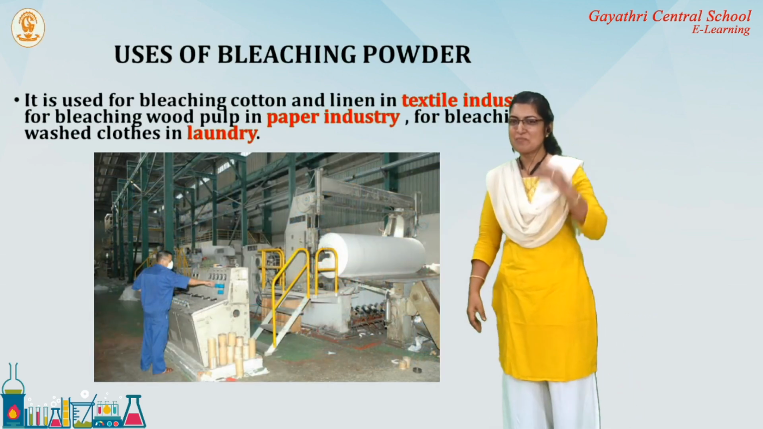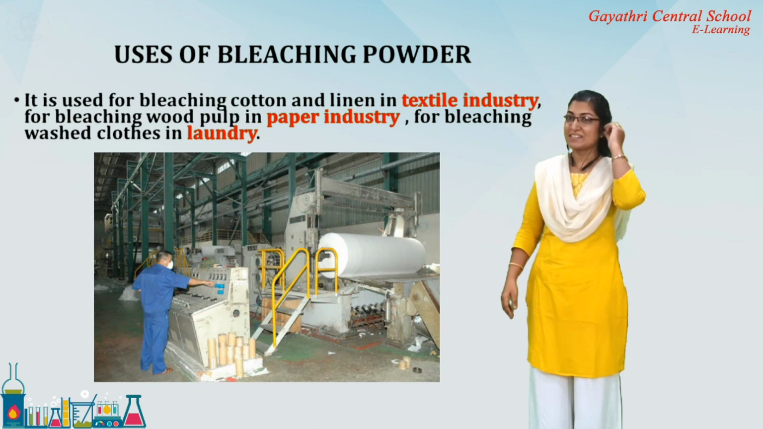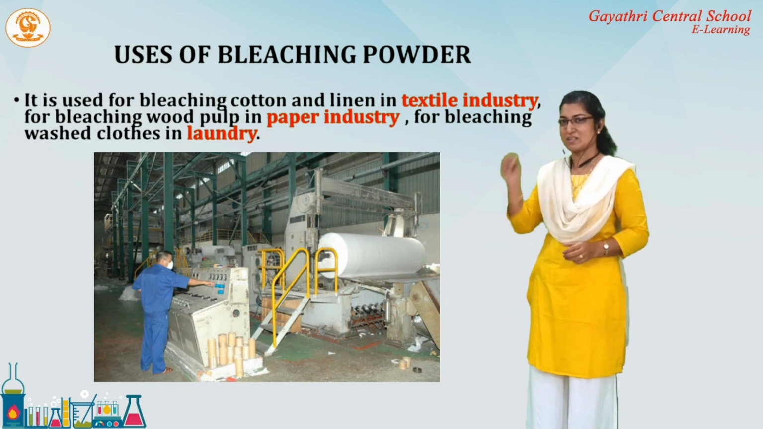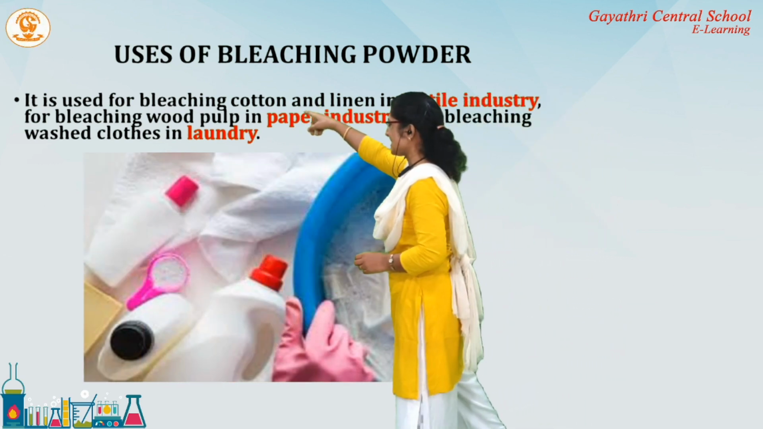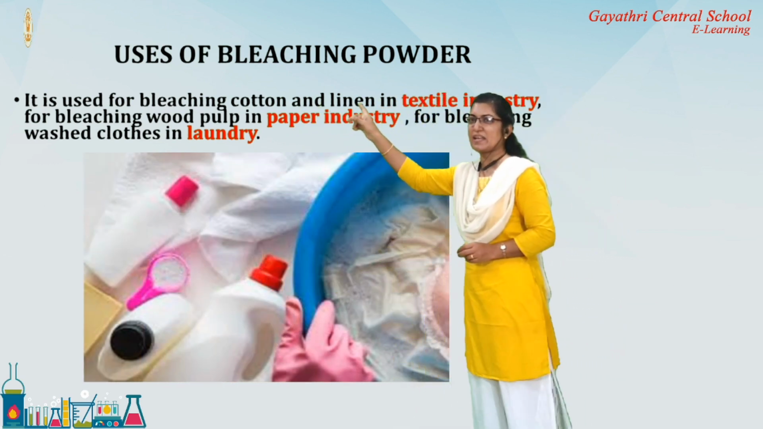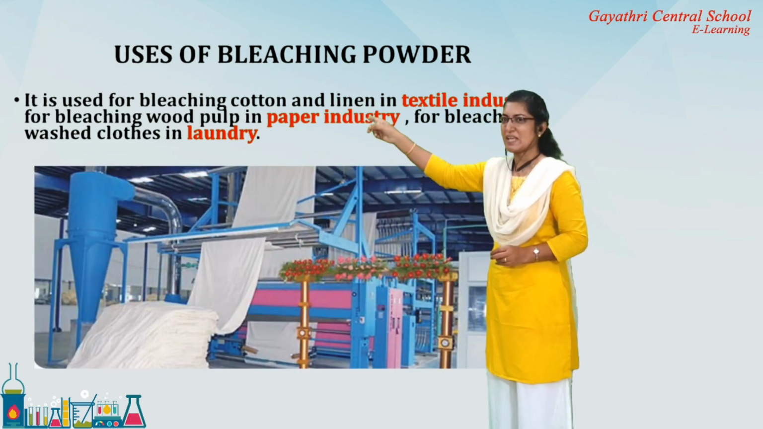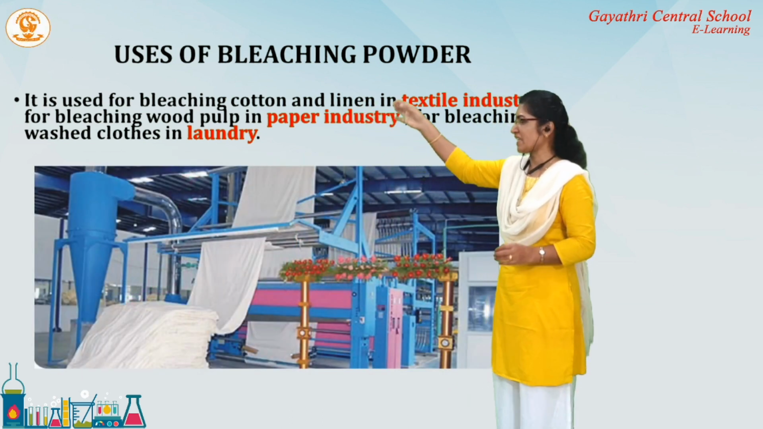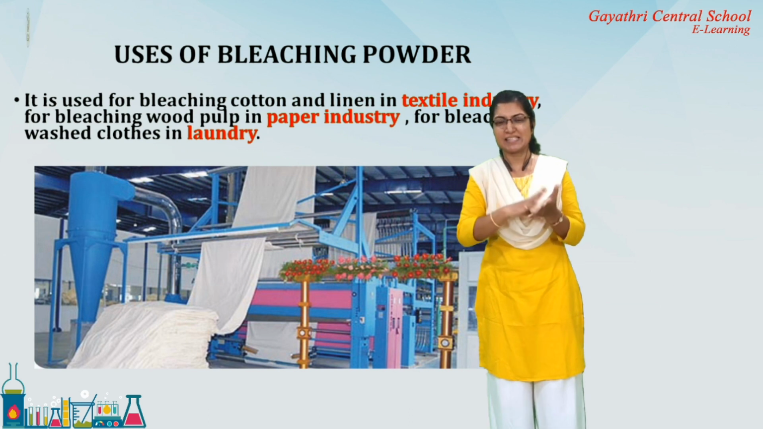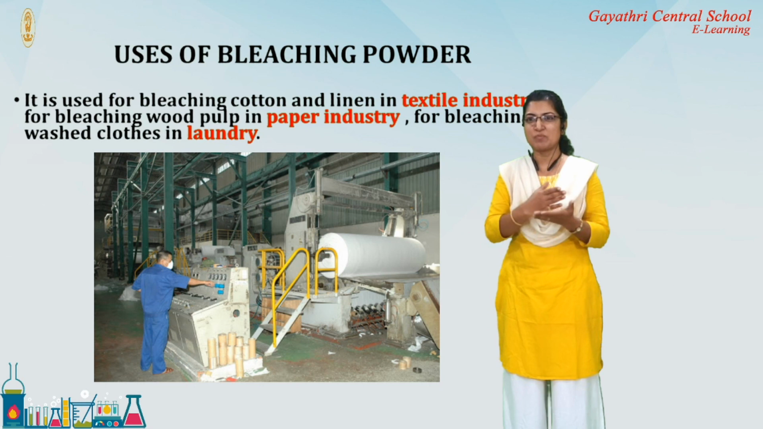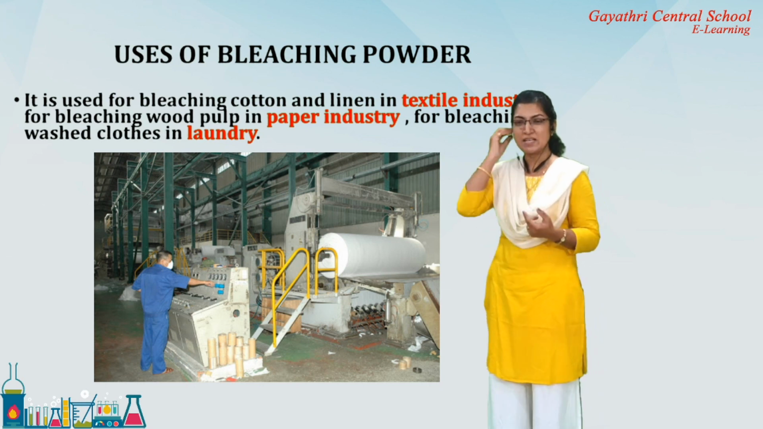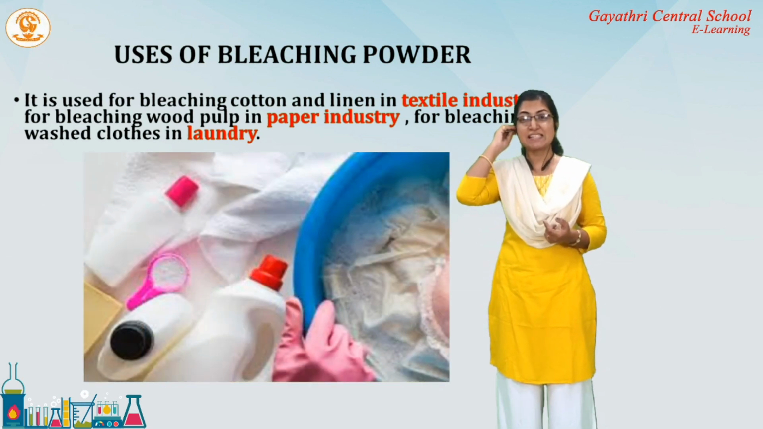Yes, very good. Uses of bleaching powder, isn't it? So what are the uses of bleaching powder? It is mainly used in cotton industries, isn't it? In textile industries, you can make use of this bleaching powder, in order to bleach the textiles, to decolorize it, remove the color, and get cleaner clothes.